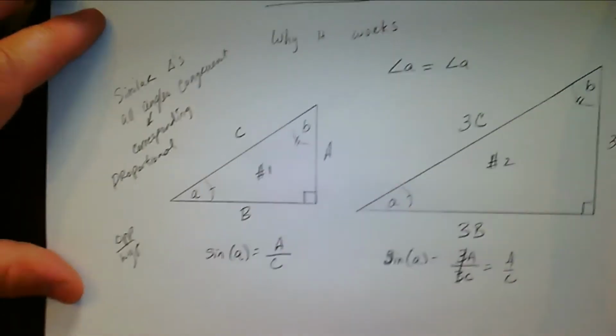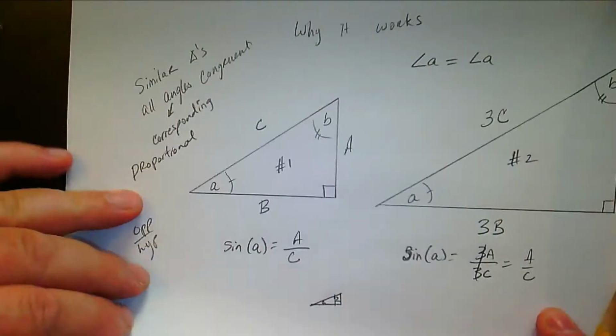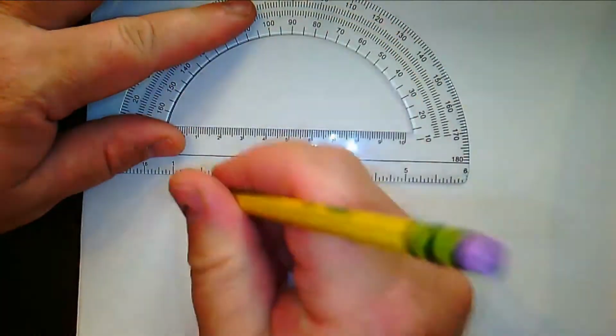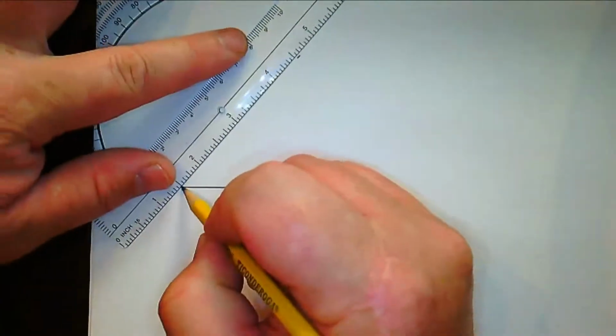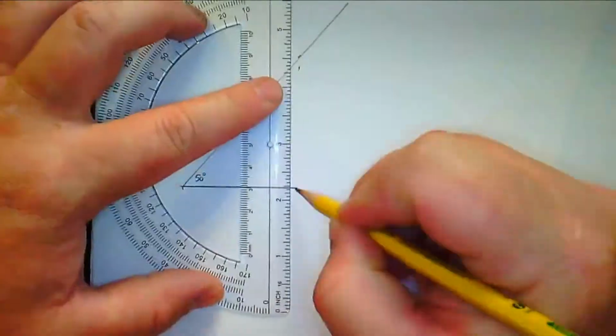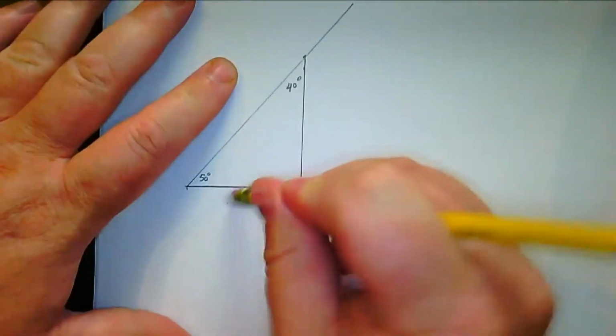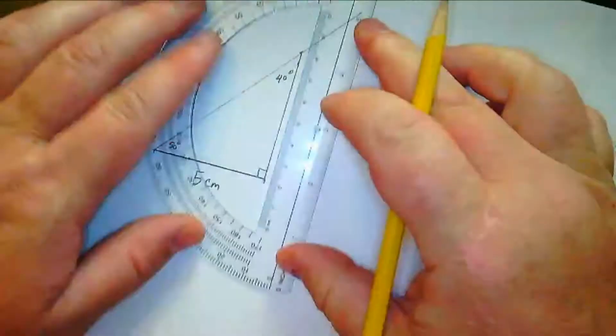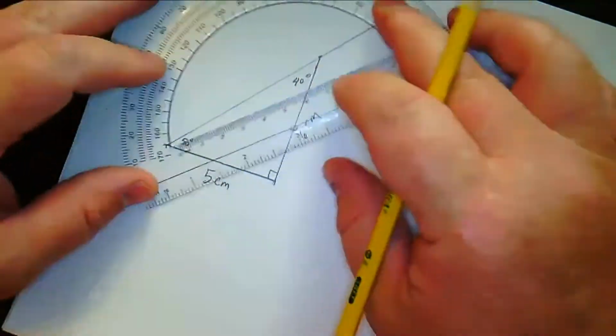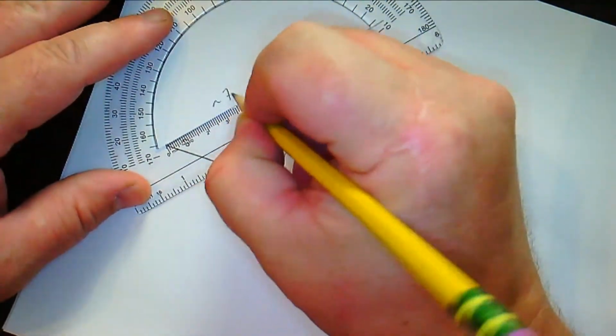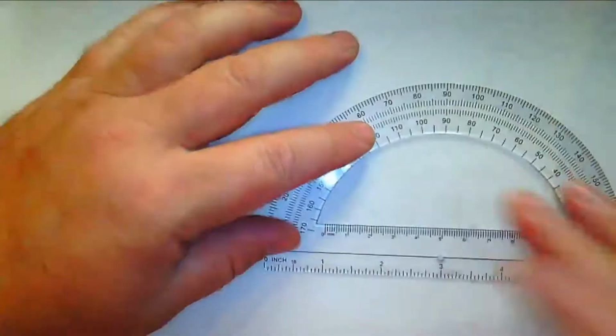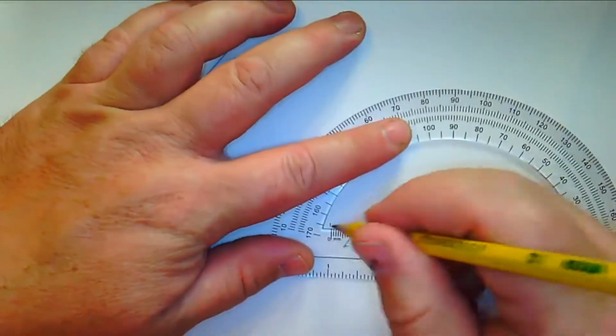So the trig values are going to be the same no matter what. It doesn't matter how big or small that triangle is. The sine of 50 degrees is a sine of 50 degrees. It doesn't matter if the triangle is, say, 5 centimeters long or 2.5 centimeters long or 70,000 miles. It doesn't even matter. The trig values are the same no matter what.